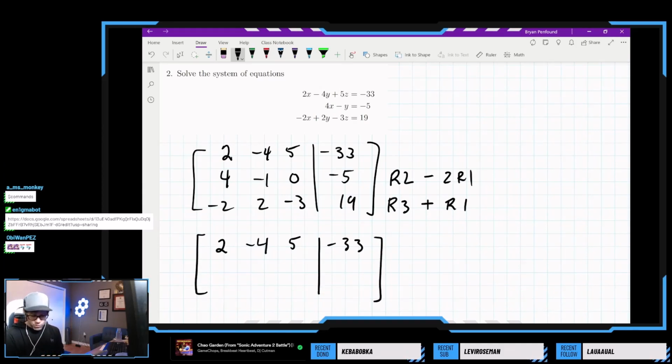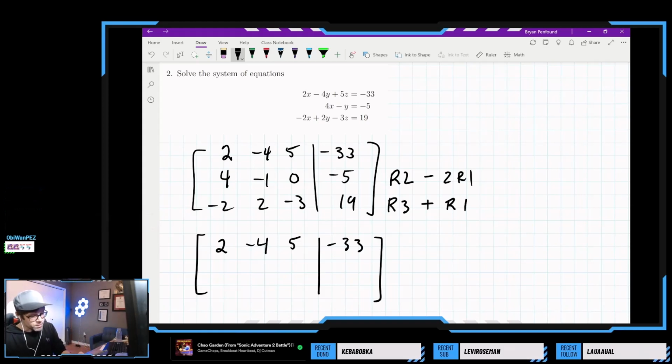So what do I need to do here in row 2? 4, take away 2 copies of 2. That's going to give me a 0. -1, take away 2 copies of -4. So this is like -1 plus 8, or 8 minus 1. So that should give me a 7. A 0, take away 2 copies of 5. Sounds like -10. And then -5 plus 66. So I have 66 take away 5, 61. Gross. 2 and -4. So -4 plus 2, -3. So 5 take away 3 is what we have here. So that's 2. And then we need to add -33 and 19.